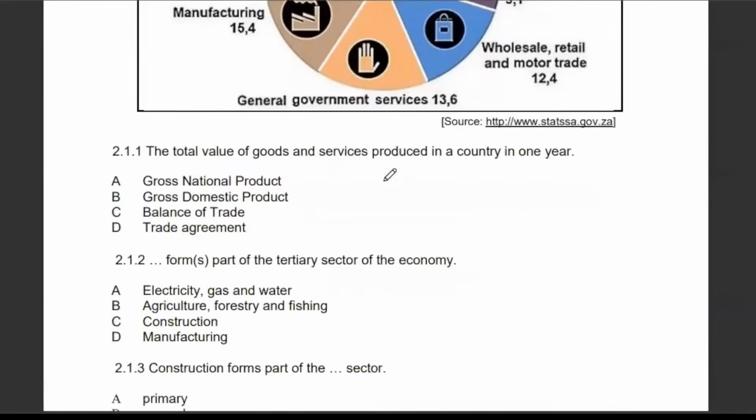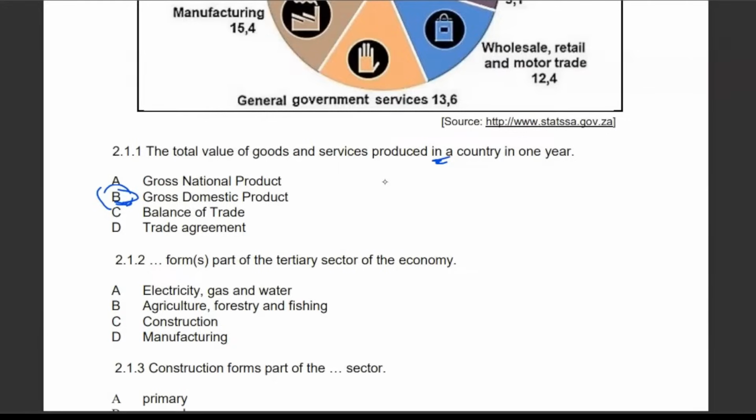Number 2.1.1 says the total value of goods and services produced in a country in 1 year. The term here is produced in a country in 1 year. So we are saying the goods must be produced inside the country, inside the borders of the country. The correct response is gross domestic product, which is B, GDP. GDP means the total value of goods and services produced in an economy within a year.